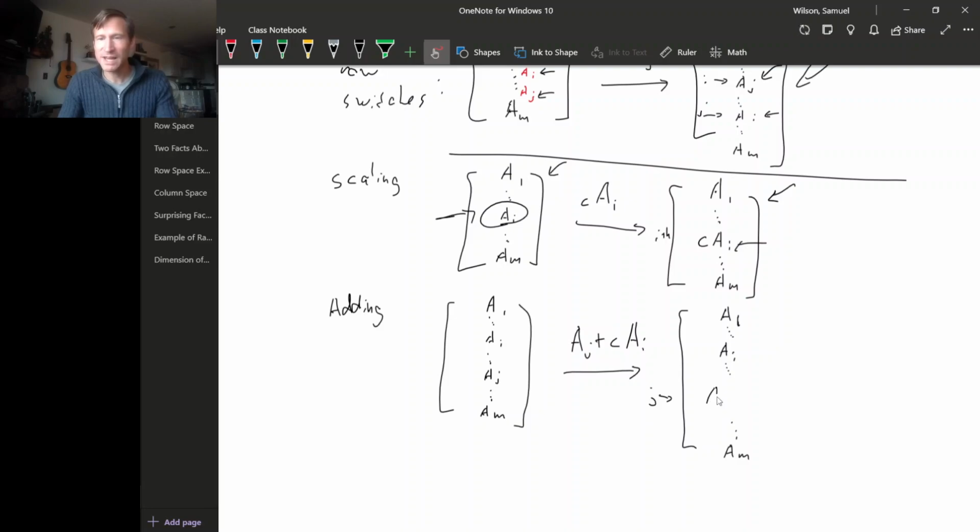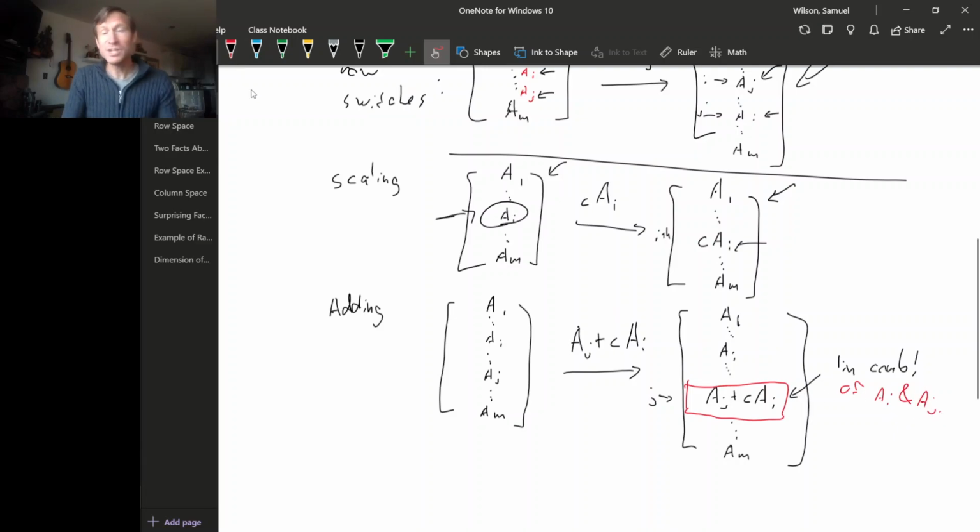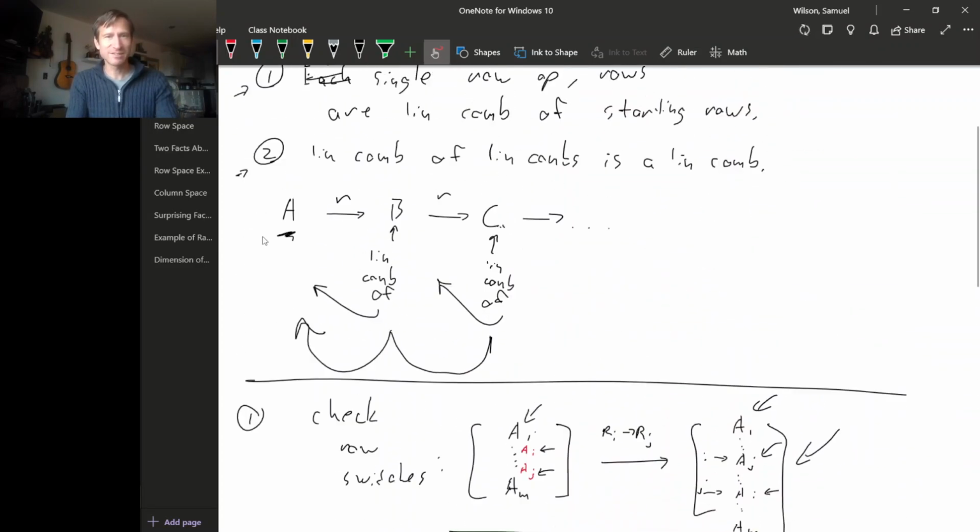And in the jth row, we have A sub j plus C times A sub i. And this row is a linear combination of the rows that we started with, right? This here is a linear combination of A_i and A_j. All right, so each individual row operation produces rows that are linear combinations of previous rows. So that proves our first fact, number 1.